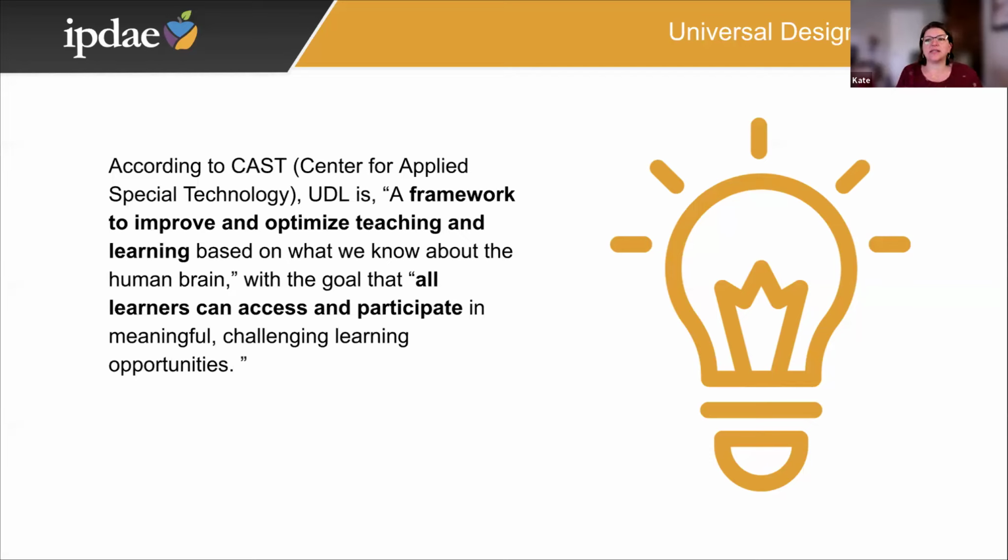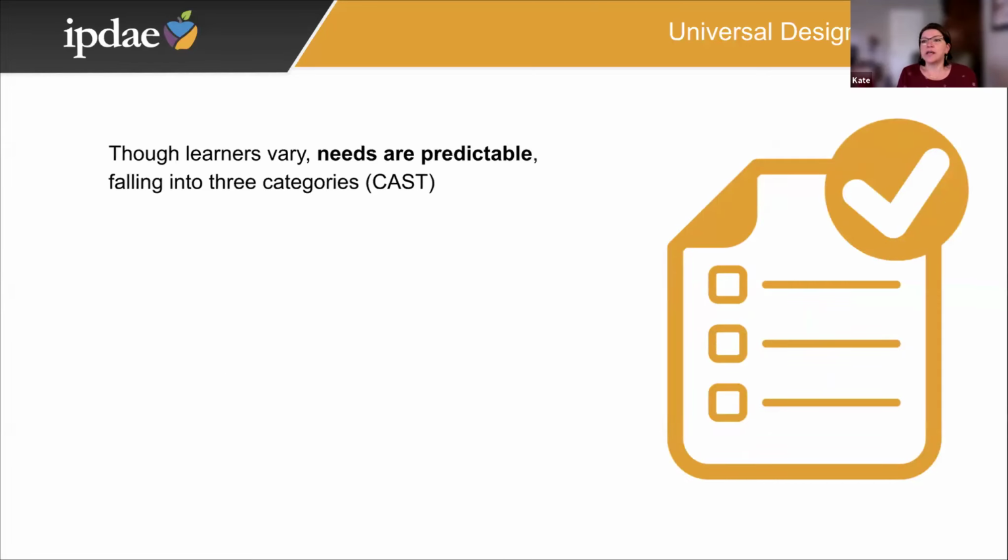So I'm going to guess that you can all agree that that is what you want for your students. So the thing is, our learners vary, it's true, but the types of needs that we're going to see are fairly predictable. And that's what makes this UDL concept possible. So CAST organizes these needs into three categories.